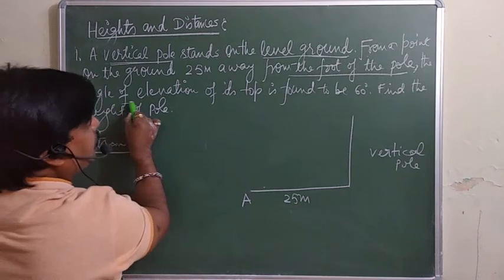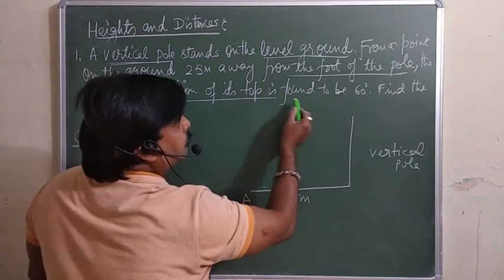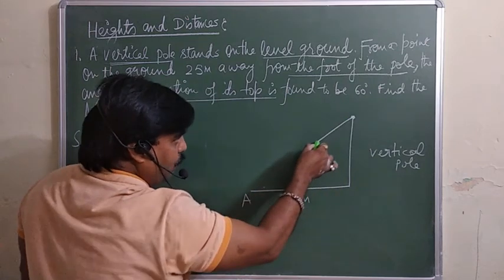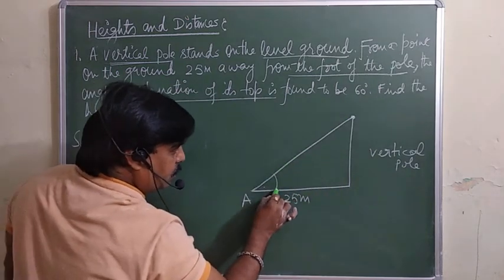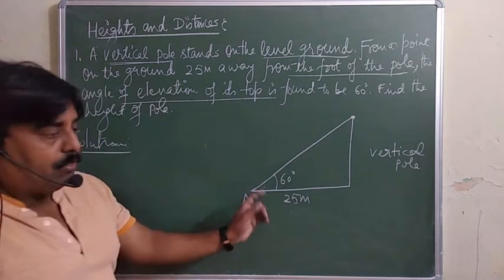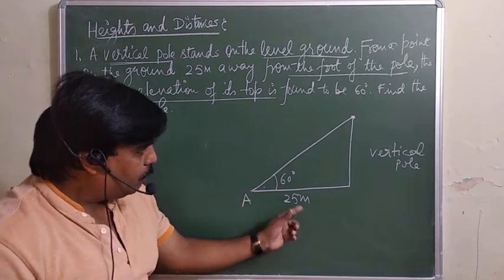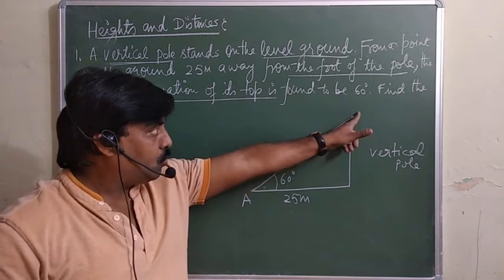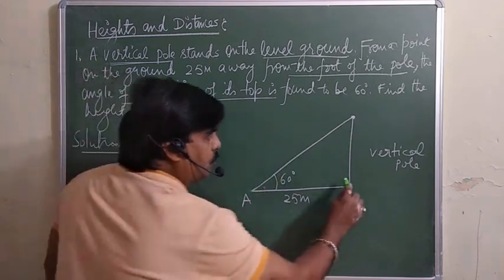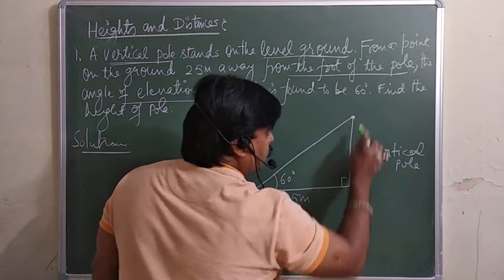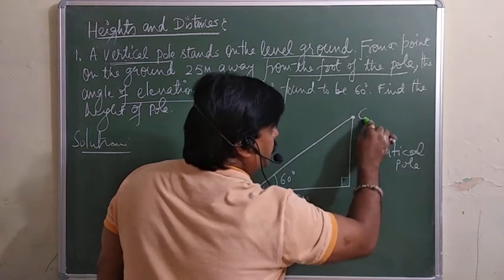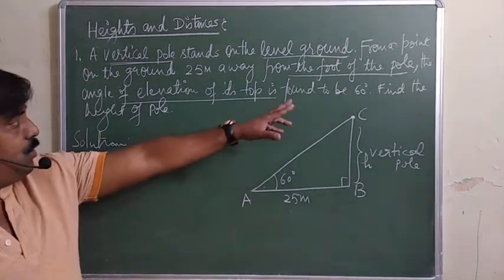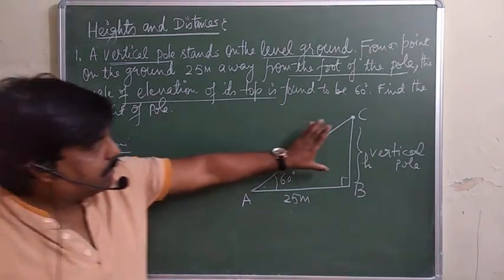The angle of elevation of the top is found to be 60 degrees. This is the top of the pole. This angle of elevation is given, 60 degrees, because he is saying from the point which is 25 meters away from the foot of the pole, the angle of elevation of the top of the pole is 60 degrees. So this is your 90 degrees, and the triangle has vertices B and C. Let's suppose we are supposed to find the height of this pole. We are interested in the height of the pole.